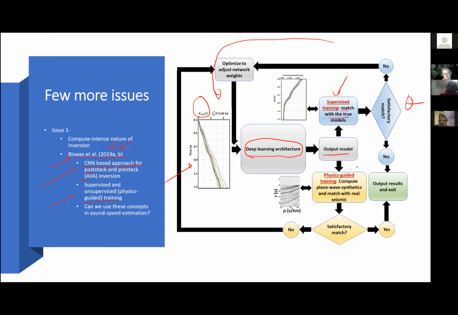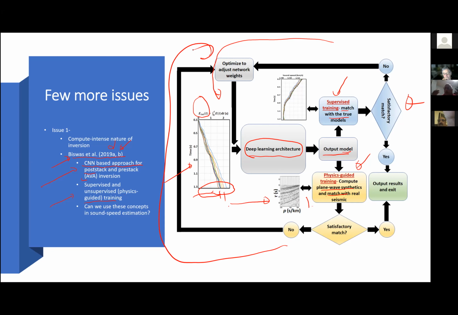For the physics-guided training, on the other hand, in addition to those EINT attributes, you also have the pre-stack seismic gathers in the tau-p domain for those same locations. You use the output model to calculate tau-p domain synthetic seismograms and match them, and that drives your network via back propagation.